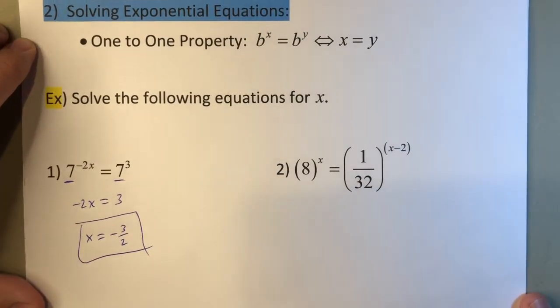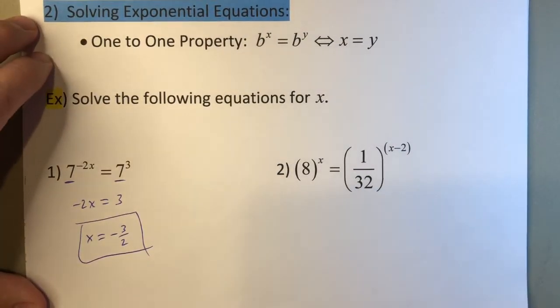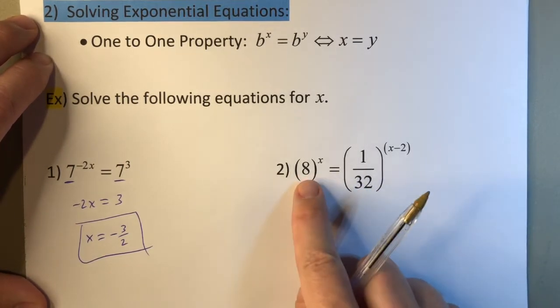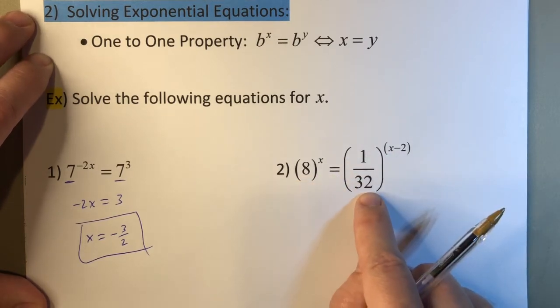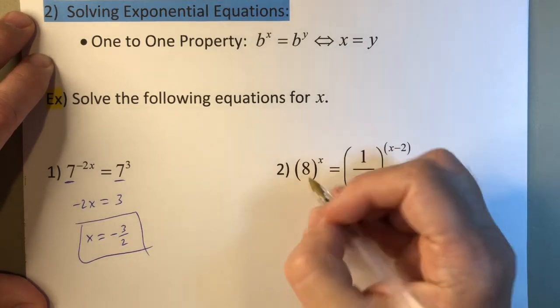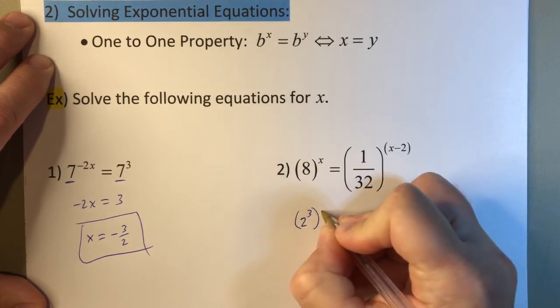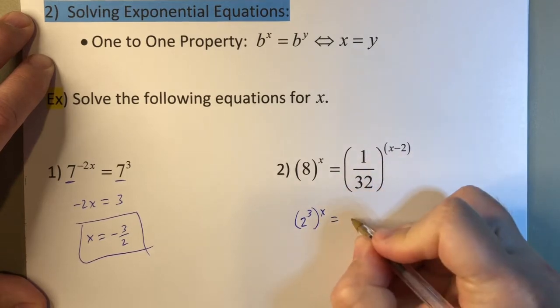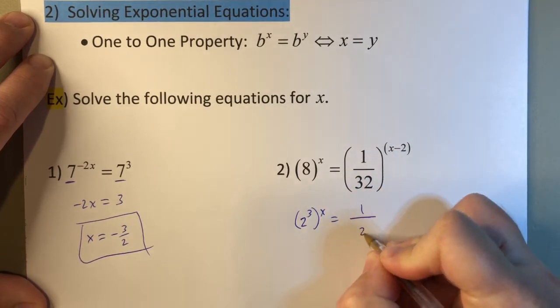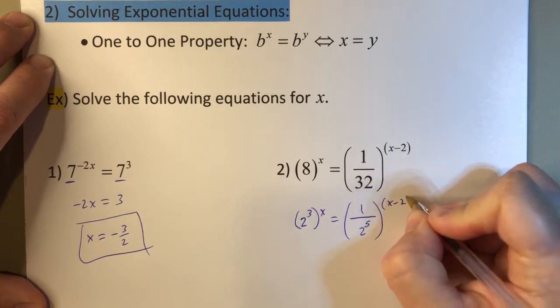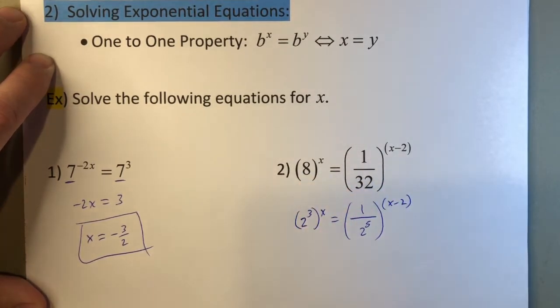And example number 2, a little more challenging here, but what you need to do in this case is recognize that each of these bases, the 8 and the 1/32, is in fact a power of base 2. So 8 is 2 cubed. And 32, I'll write it this way first, is the same as 2 to the 5th power. So you have to get comfortable with powers of base 2, and also be comfortable with powers of base 3 and 5 as well.